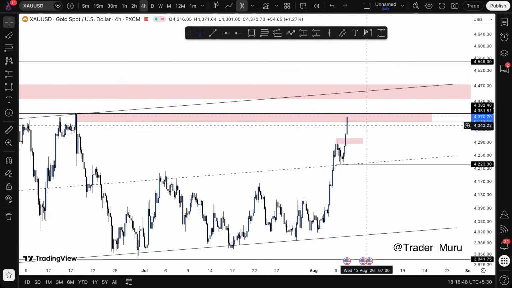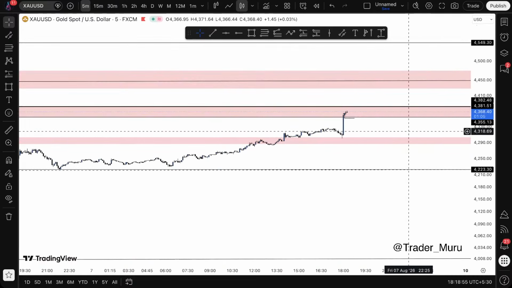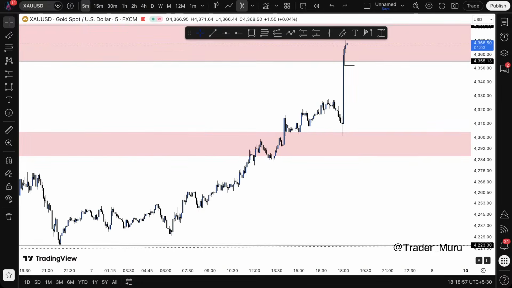There is no short confirmation right now. Okay, so beware, we are still not in any short position.